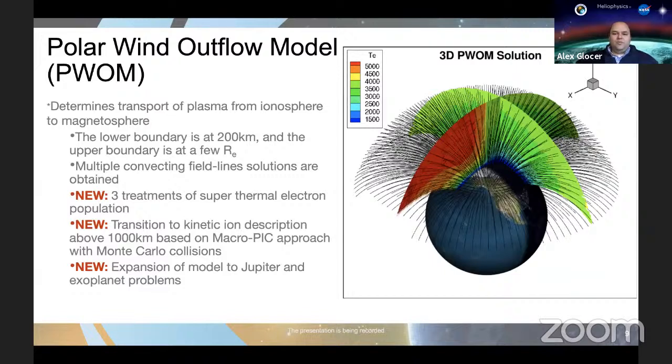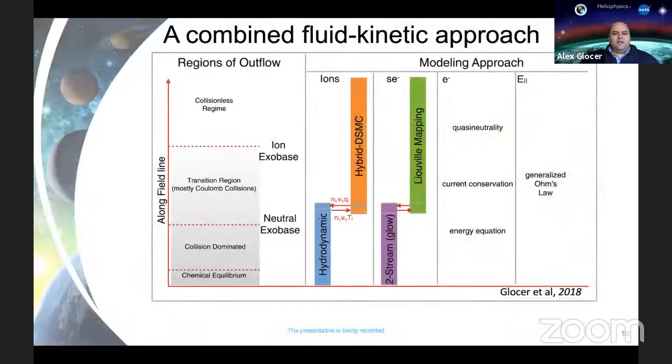So now along each one of these field-aligned solutions, we're solving the equations. We have a setup like this. So basically at low altitudes, we're solving the hydrodynamic equations for each ion fluid. And then we transition to this hybrid PIC or DSMC with Monte Carlo collisions, using direct simulation Monte Carlo at high altitude. And then we interface these two approaches at an interface, which is in the transition region.